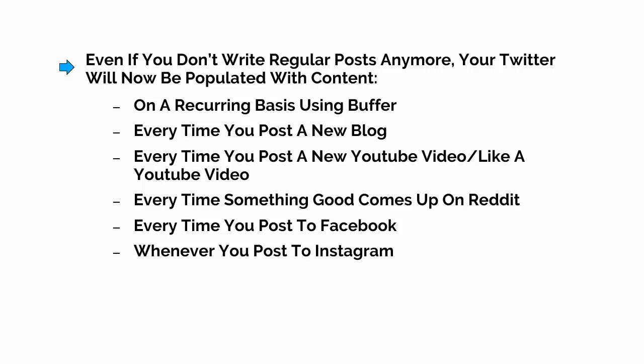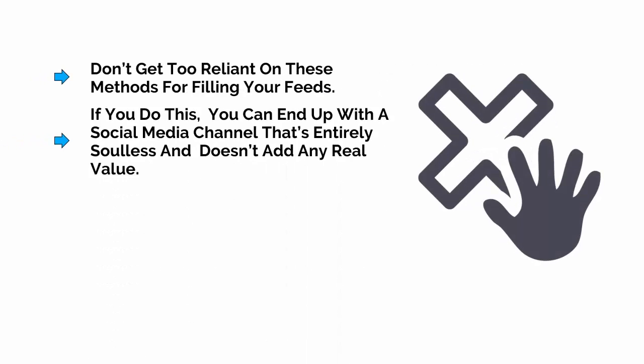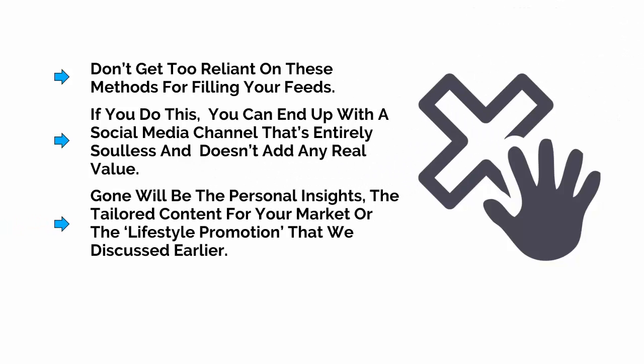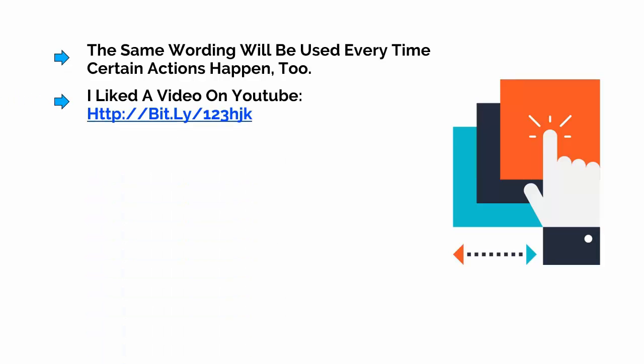Now that's a lot of auto-generated content and a lot of time saved, and generally a great way to maximize your ROI for the time that you're putting in. But don't get too reliant on these methods for filling your needs. If you do this, you can end up with a social media channel that's entirely soulless and doesn't add any real value. Gone will be the personal insights, the tailored content to your market, or the lifestyle promotion that we discussed earlier. The same wording will be used every time for certain actions too. For example, "I liked a video on YouTube," and then you have the URL.